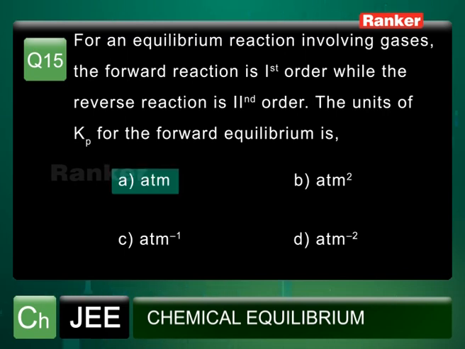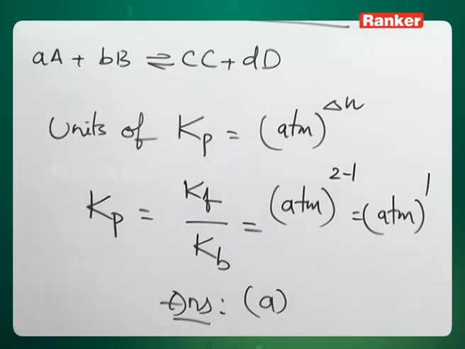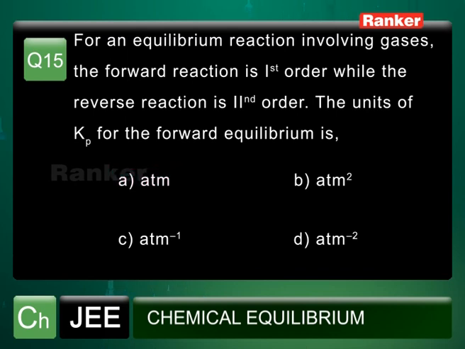It all depends upon the sign of this delta n, and delta n is nothing but the order of the reaction for the backward minus the order of the reaction for the forward.